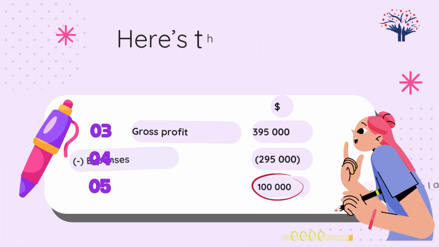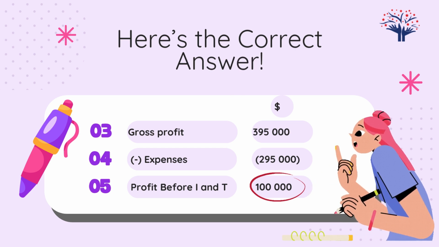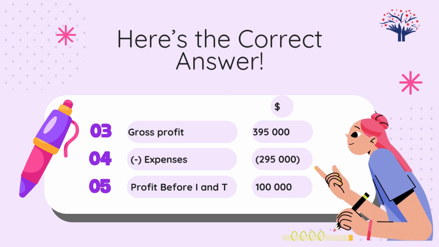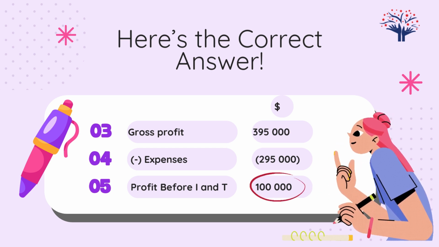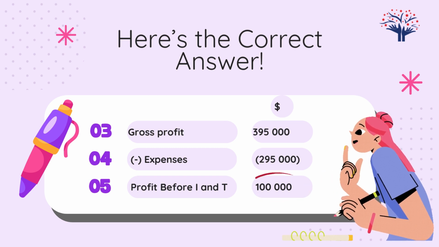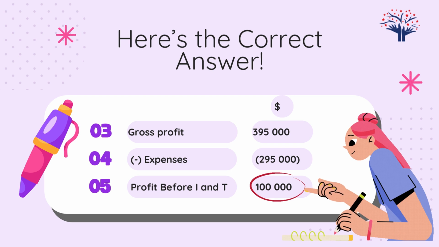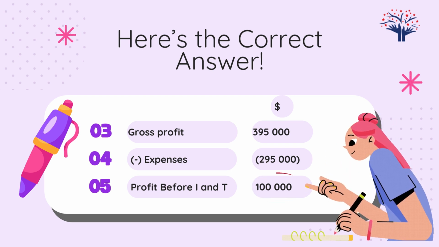Great job if you got this right. Let's review the breakdown together. The gross profit is $395,000. From that, we subtract expenses of $295,000. This gives us the profit before interest and tax, which is $100,000. Did you get it? Let us know in the comments how you did.